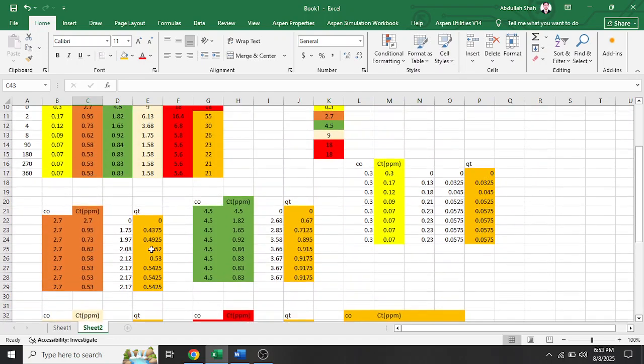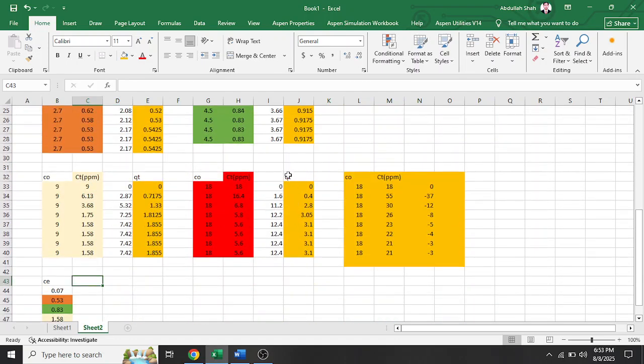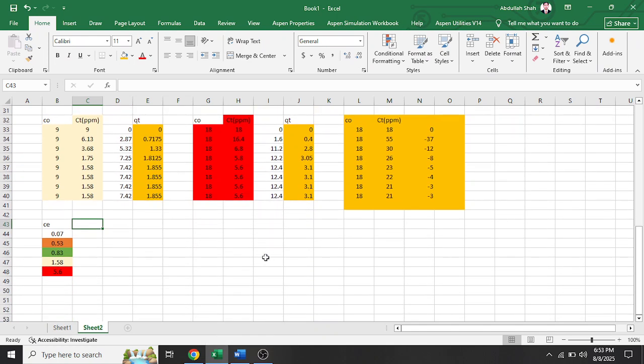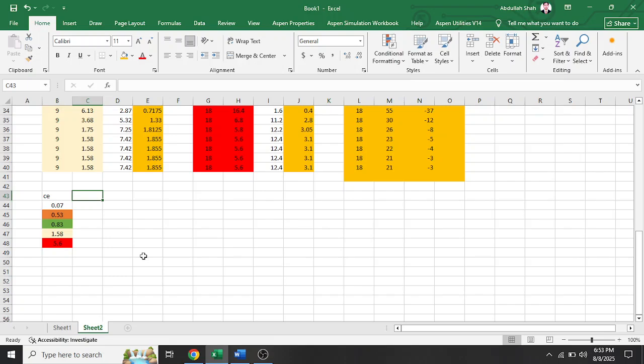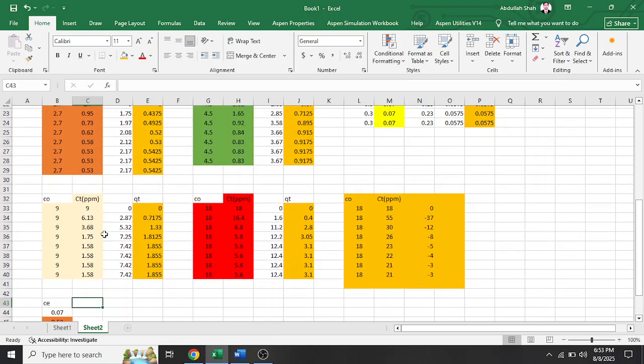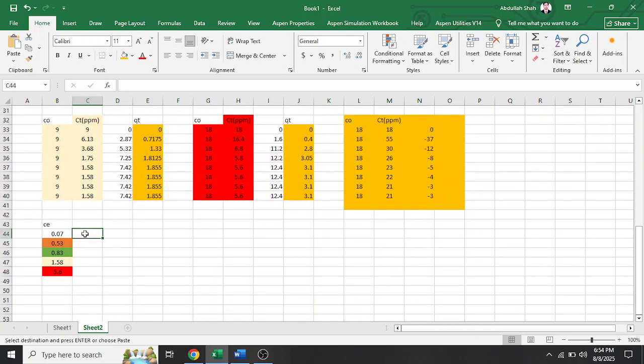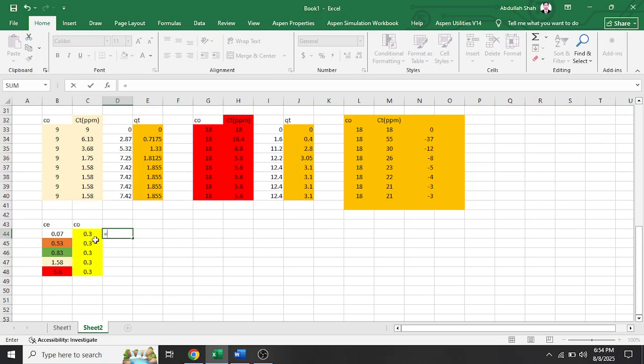Now, how can we obtain the QE value? The QE value is obtained just like QT, from this equation: C naught minus CE, divided by M, into V. So C naught for the first experiment is this one. C naught minus CE.